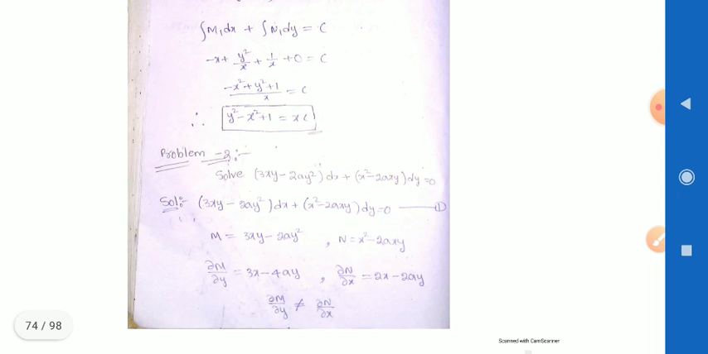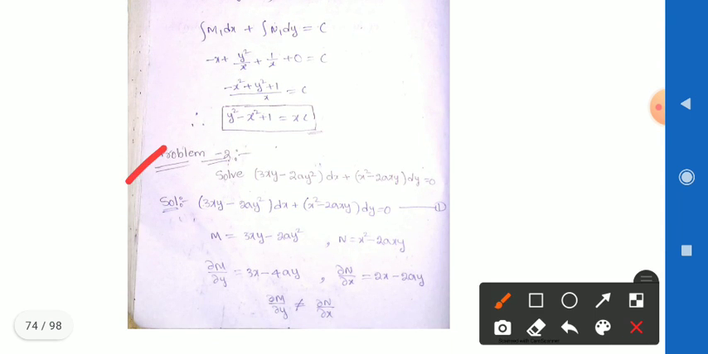Now another problem is given. Solve (3xy − 2ay²) dx + (x² − 2axy) dy = 0. Now this is in the form of M dx + N dy. Here M = 3xy − 2ay², and N = x² − 2axy.